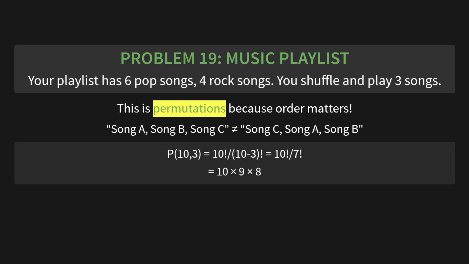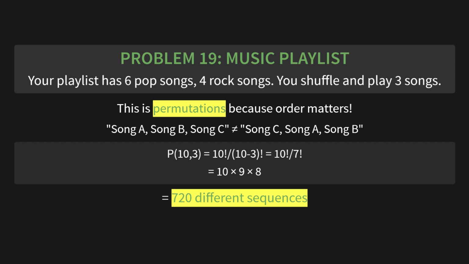We're choosing 3 songs from 10 where order matters. That's 10 choices for the first song, 9 for the second, 8 for the third. 10 times 9 times 8 equals 720 different possible sequences. Your shuffle has 720 different ways to arrange those 3 songs.